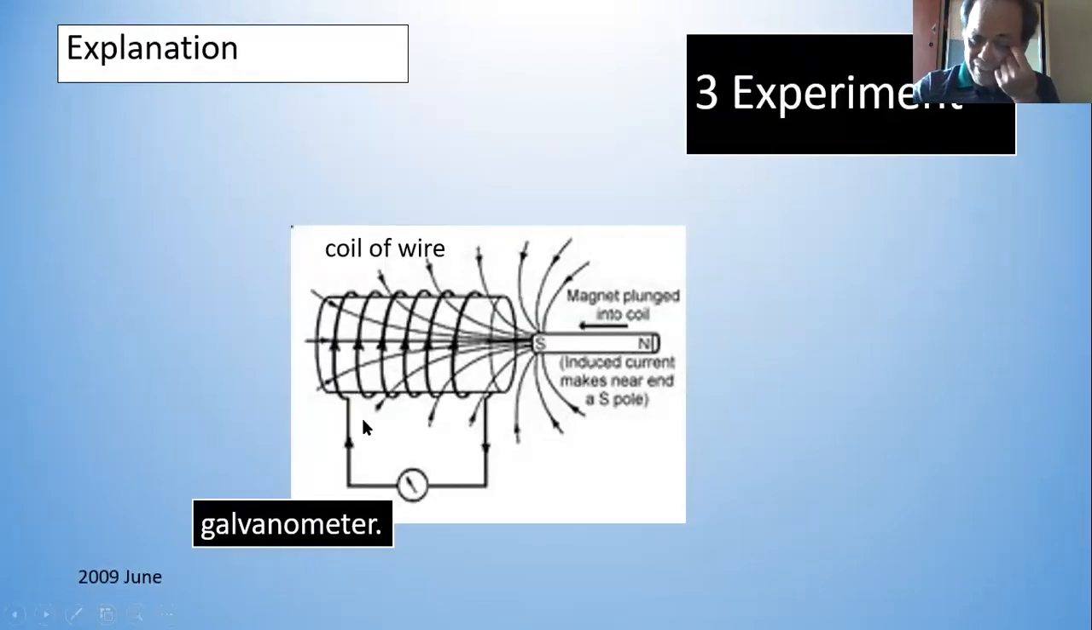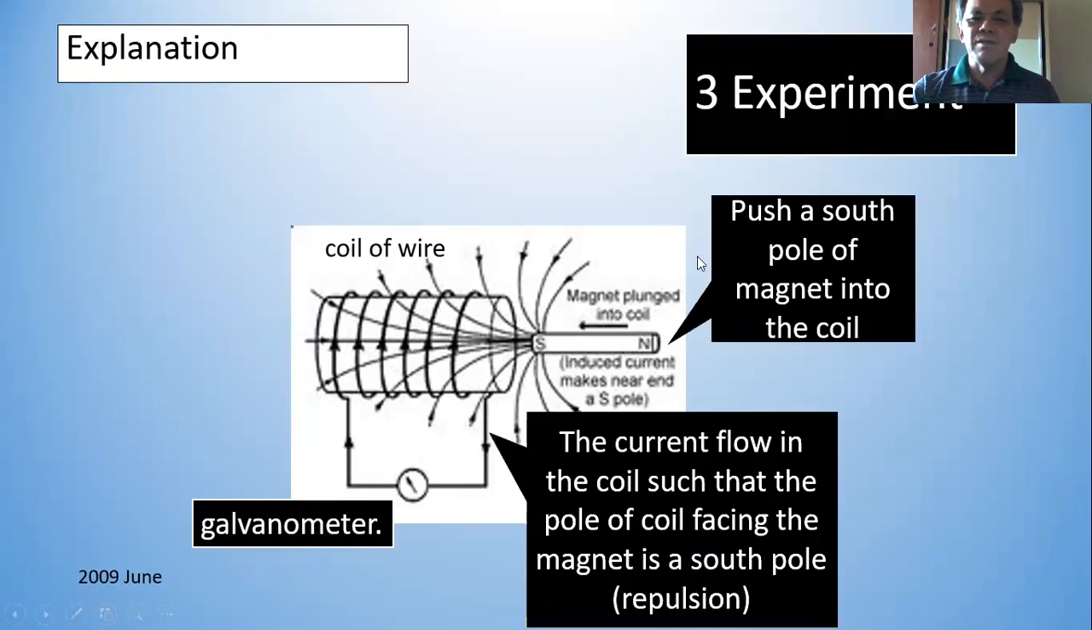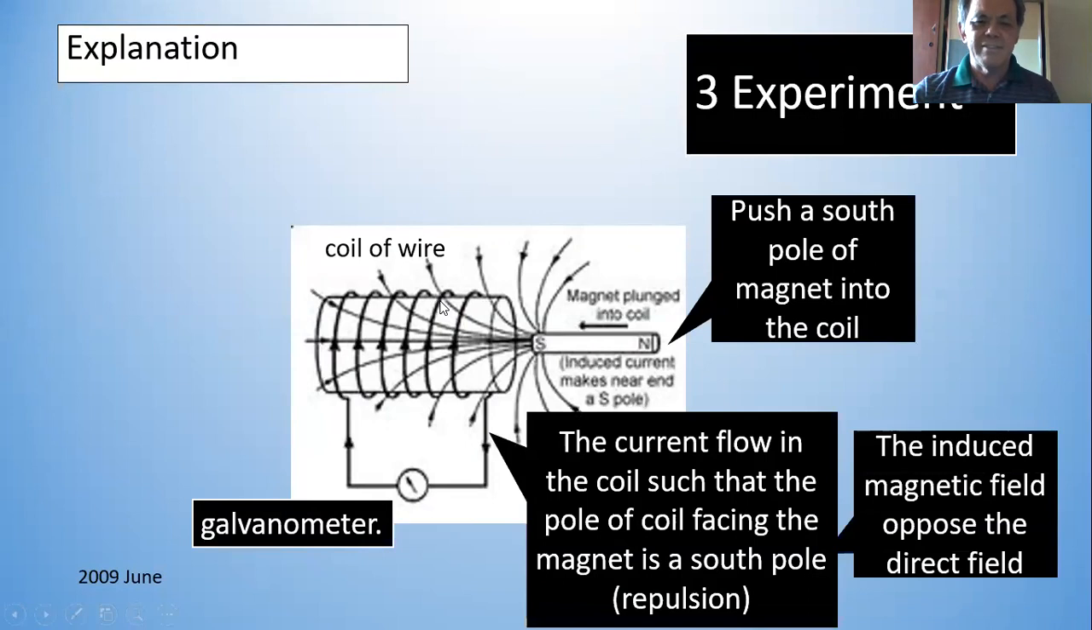Okay, let's just go over the explanation. Push the south pole of the magnet into the coil. Current will flow in such a way that the pole of this coil facing the magnet is a south pole. That means repulsion. That means the induced current will flow. Basically, we have mechanical energy here. When we push it in and induced current flows, it becomes electrical energy.